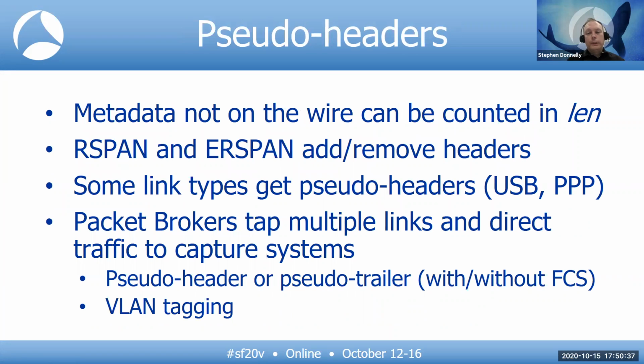Pseudo-headers and so on. And each of these things tends to either make us overestimate or underestimate the length of a packet. That's kind of an important thing. Whereas TCP segmentation makes us underestimate the packet count, so the total number of packets.